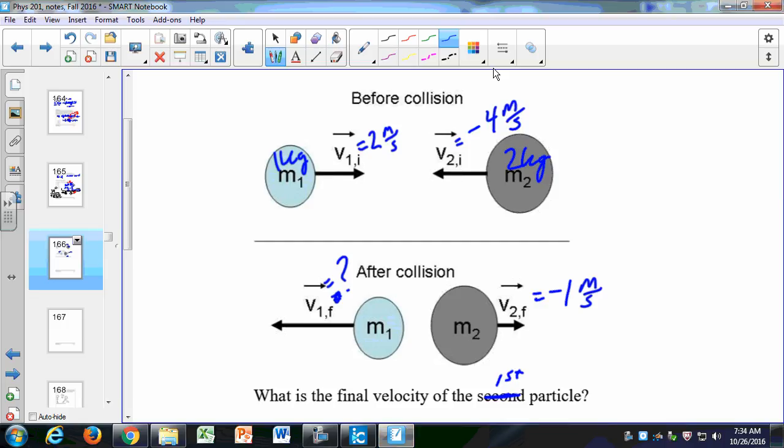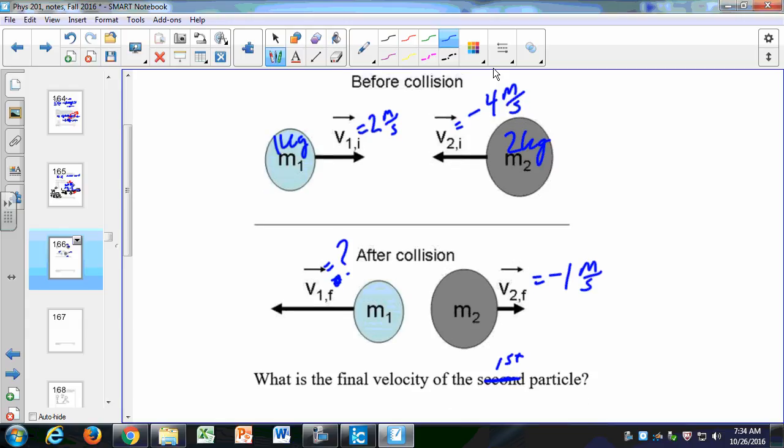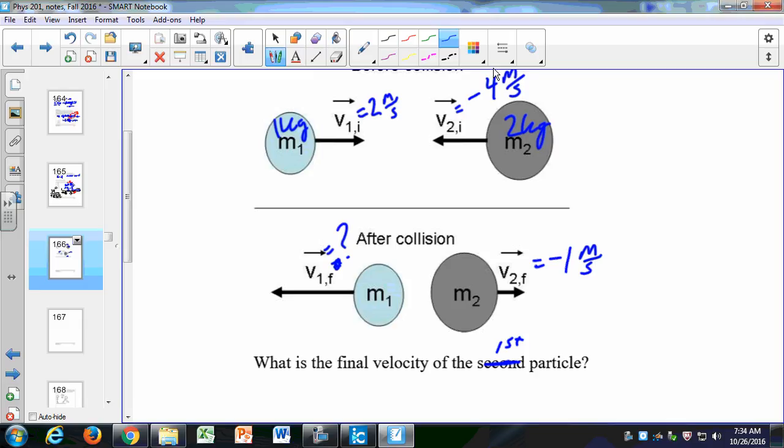Momentum of the system. I have two parts of that system, mass number 1 and mass number 2. That initial momentum is equal to the final momentum. So I'll give you a couple minutes, and then I'll jump in.